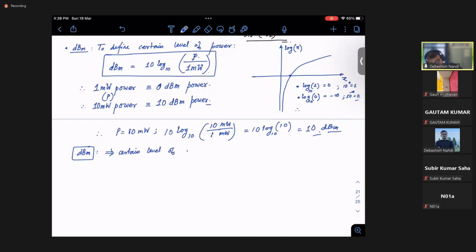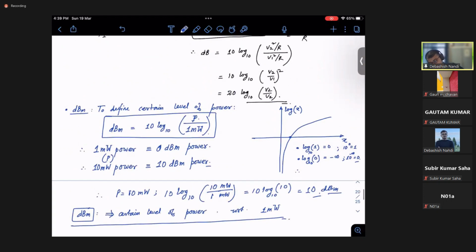So whenever somebody tells you that this is 1 dBm power or 0 dBm power, you can immediately switch it back: 0 dBm power means they want us to consider 1 milliwatt of power. Okay, so keep this in mind. This dBm and dB are not the same. Remember that. This is dB and this is dBm. Okay, so that's it for dBs.